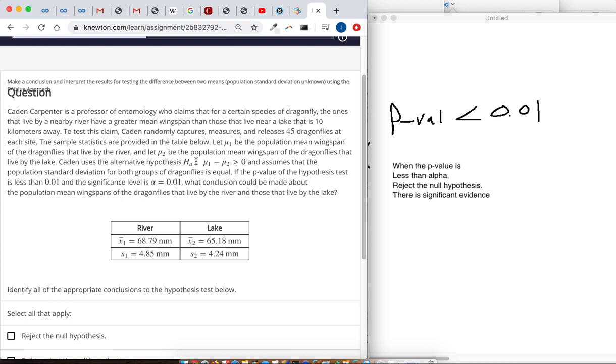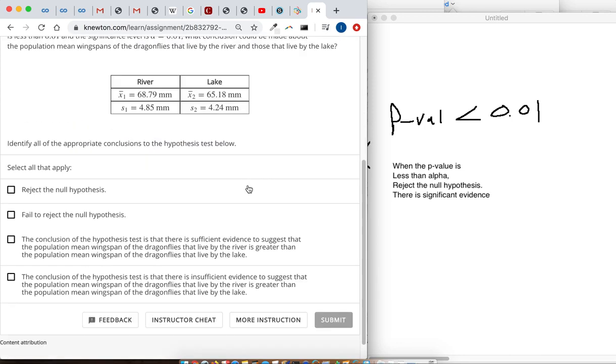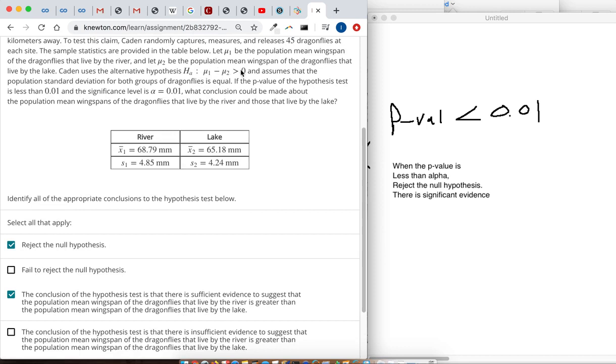There's evidence to reject the null hypothesis in favor of mu1 being greater than mu2. In other words, subtracting the two means and getting a positive number. Okay, so the p-value is low, so we reject the null hypothesis. And we should say that there is sufficient evidence to suggest the population mean wingspan of the dragonflies that live near the river is greater, just like this alternative hypothesis says.